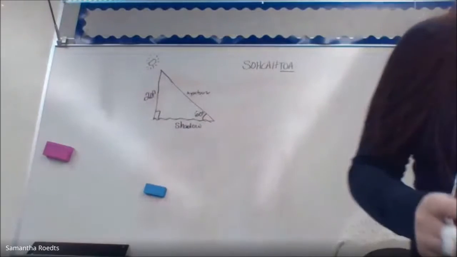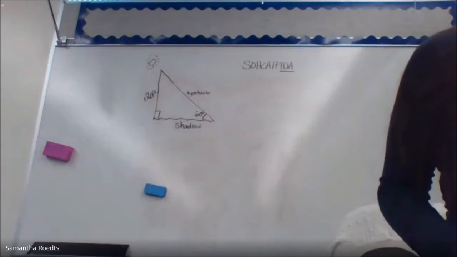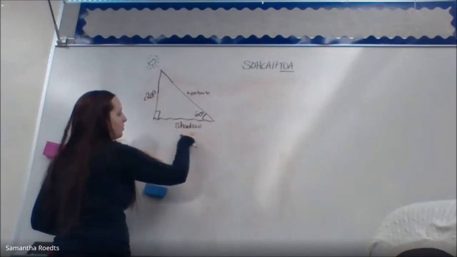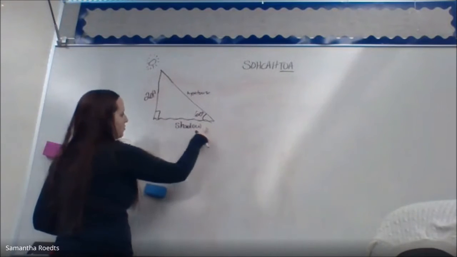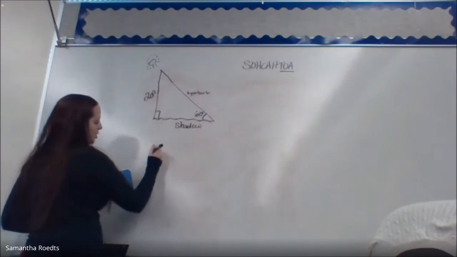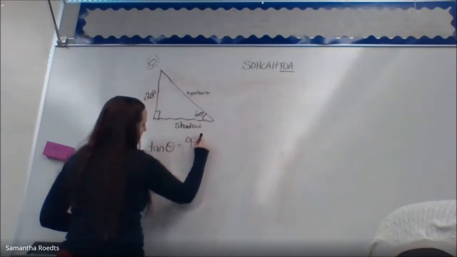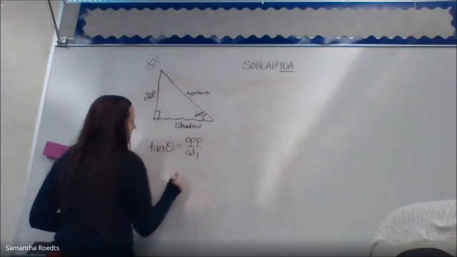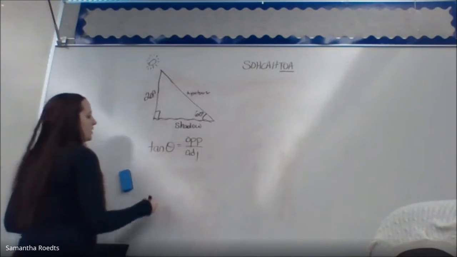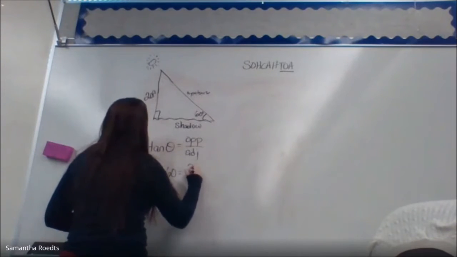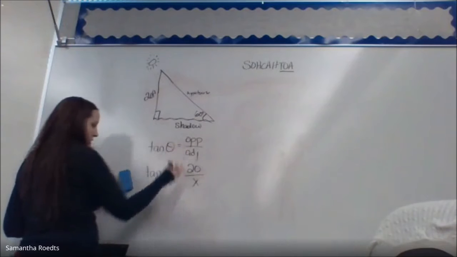So according to the wording, that's where it kind of gets confusing. The sun shines at a 60-degree angle to the ground. So here's my ground, 60-degree angle. Here's the sun that's coming down. So I'm looking for my shadow, which is right here. So I want to use the tangent of theta, which is my opposite over my adjacent. So my opposite is 20 feet. So tangent of 60 equals 20 over my adjacent, which is x.